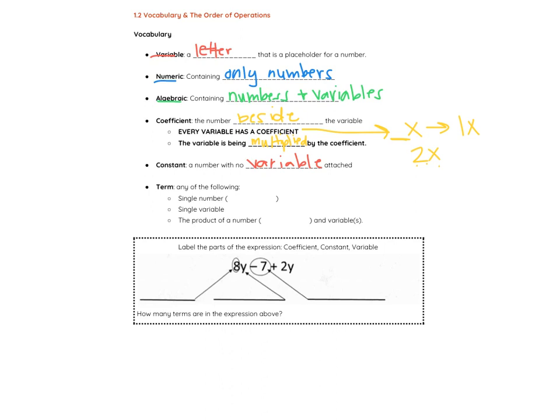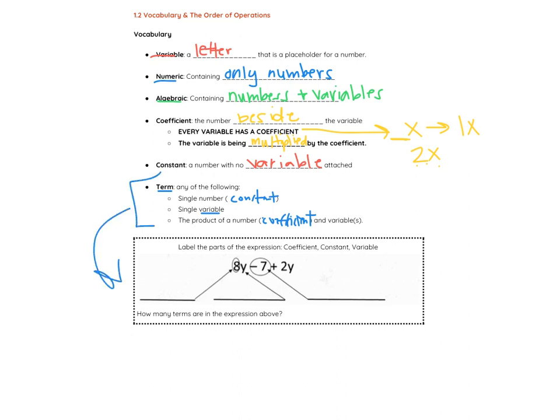The next term, pun intended, that we have is called term. And a term can be any of the following. It could be just a single number, which is just a constant. So a term can be a constant. A term can just be a variable, or the product of a number and a variable, which would be like a coefficient and a variable. So this probably makes the most sense with an example.